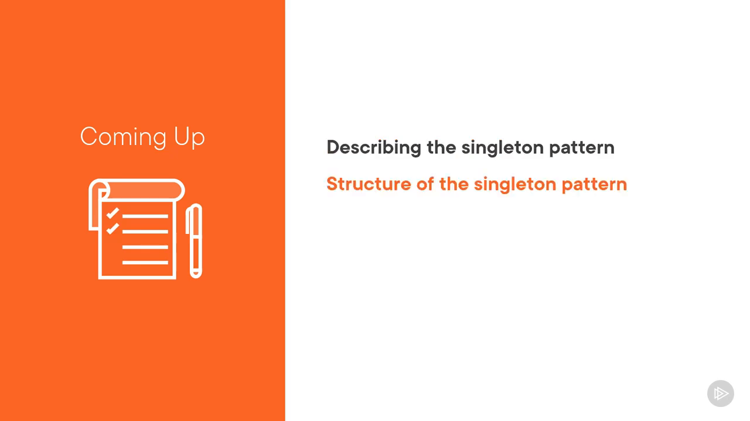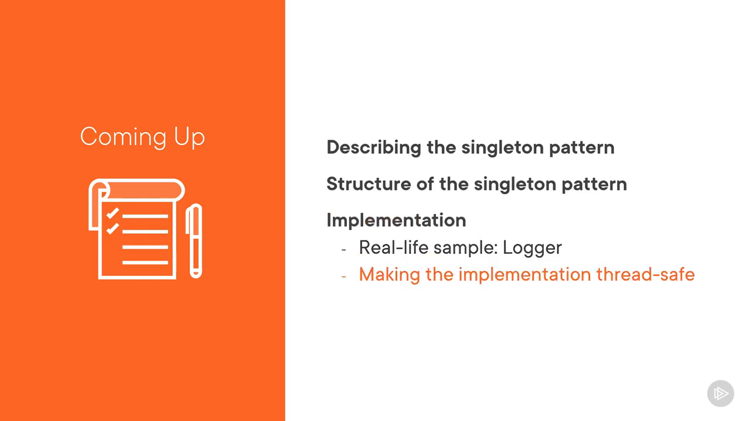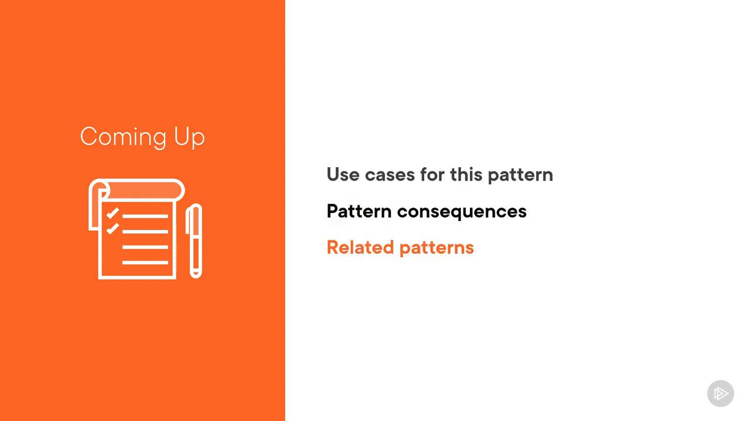First, we will describe the pattern. We will do that with the help of a real-life example, a very typical use case for a singleton, a logger. After that, we will describe the pattern structure and implement it in a demo. Then we'll look into a variation to make the pattern thread safe. We'll continue with learning about use cases for this pattern and pattern consequences, which can be positive or negative. And we will end the module by looking into related patterns. Let's dive in.